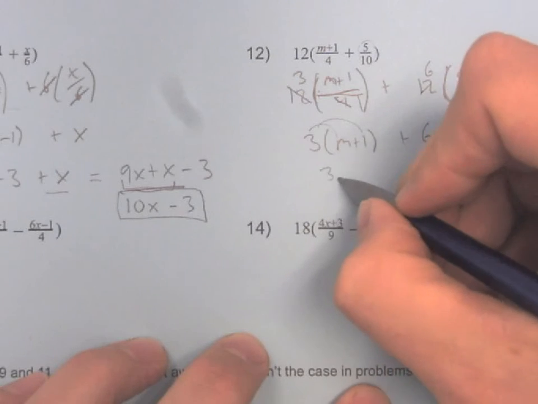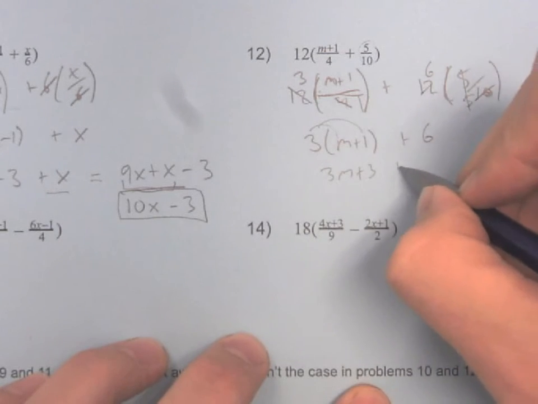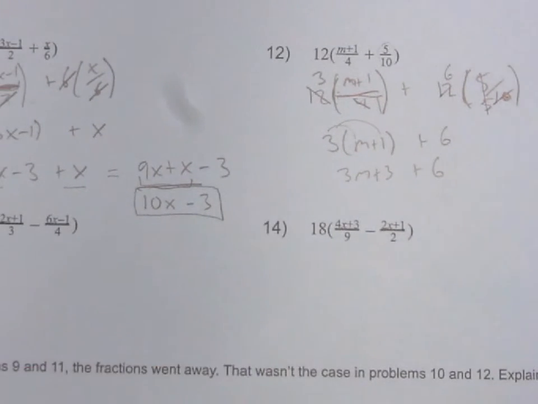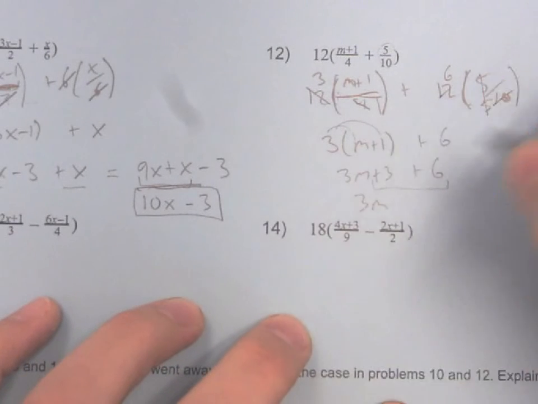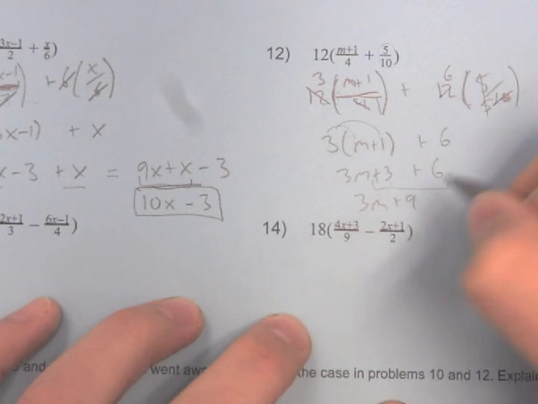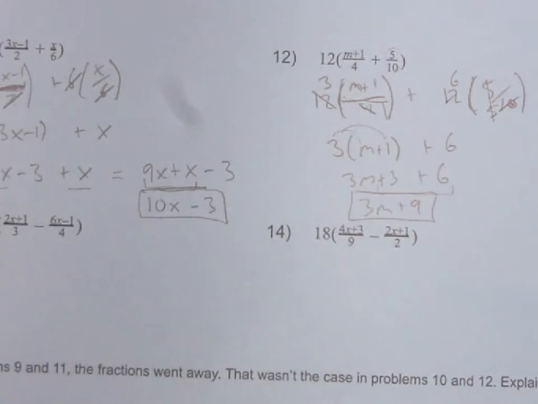Okay, so we got 3m plus 3, and then we have the plus 6. Okay, now we can combine our like terms. Now these are already next to each other, which is kind of nice, so we don't have to think about rearranging it really. 3m is just 3m, and then 3 plus 6 is going to be 9. Okay, so that's our simplified version.